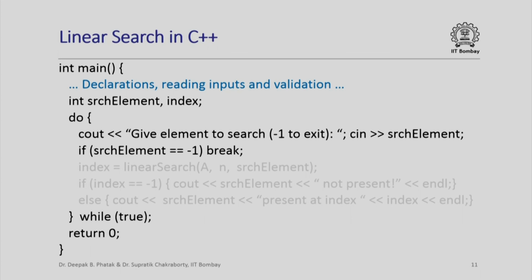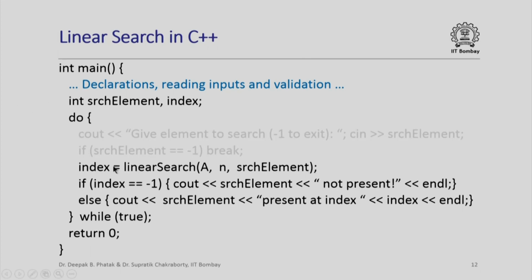On the other hand, if the search element is not -1, I call this linear search function, which takes the array A, takes the number of elements in the array A and the search element, and it returns me an index which is -1 if the search element was not present in the array, otherwise it gives me the index in the array A where the search element was present. So knowing the value of index, I can print out an appropriate message over here.